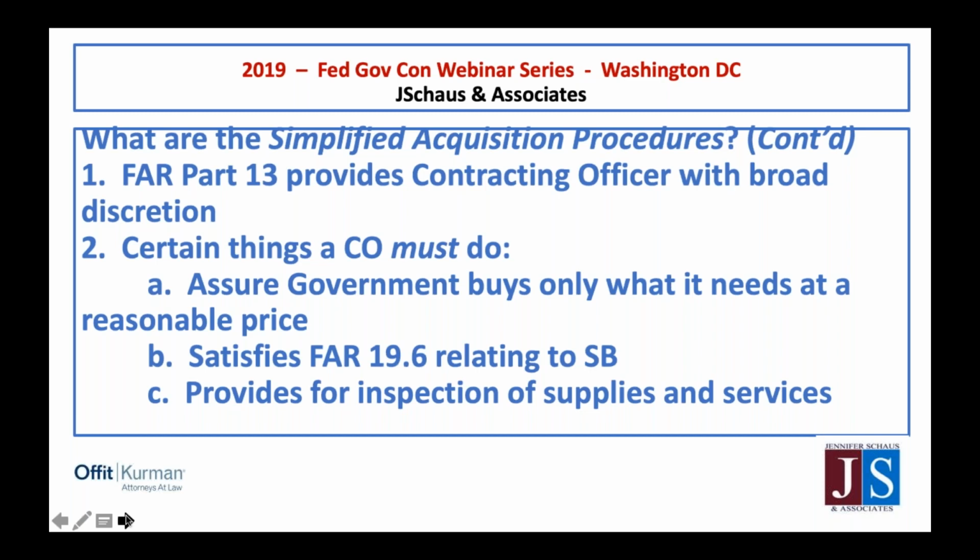Well, it must make sure that the government only buys what it needs, and it has to be at a reasonable price. Buying in bulk is okay, but you have to do it within reason.